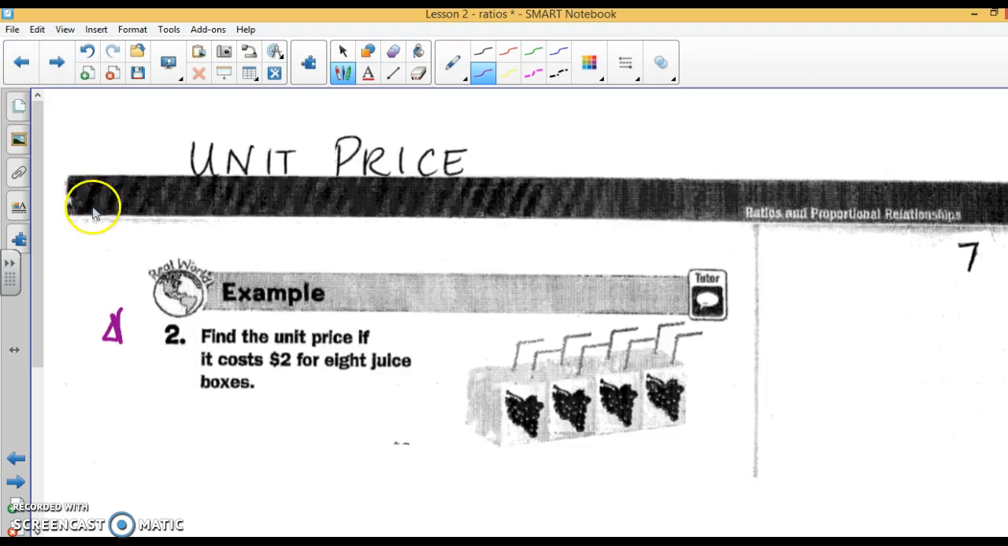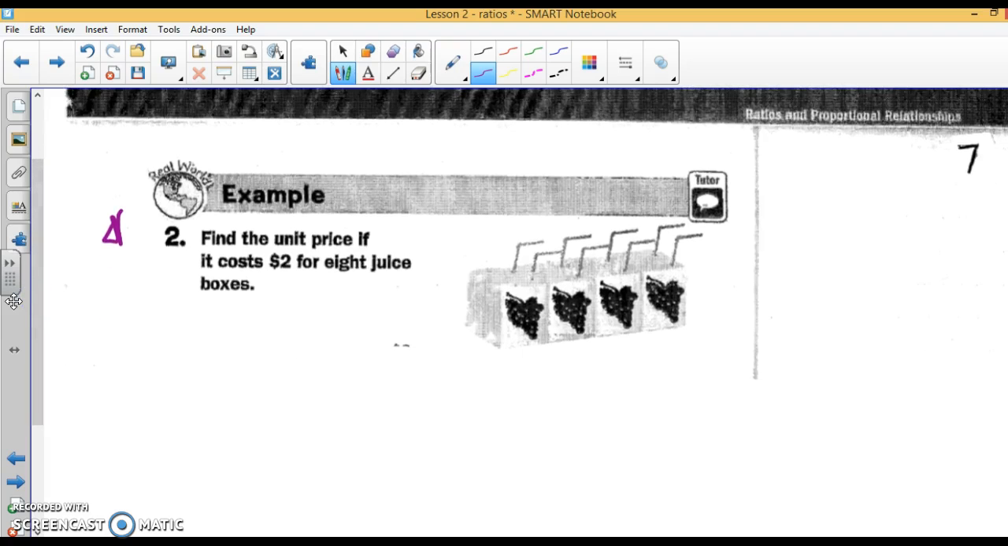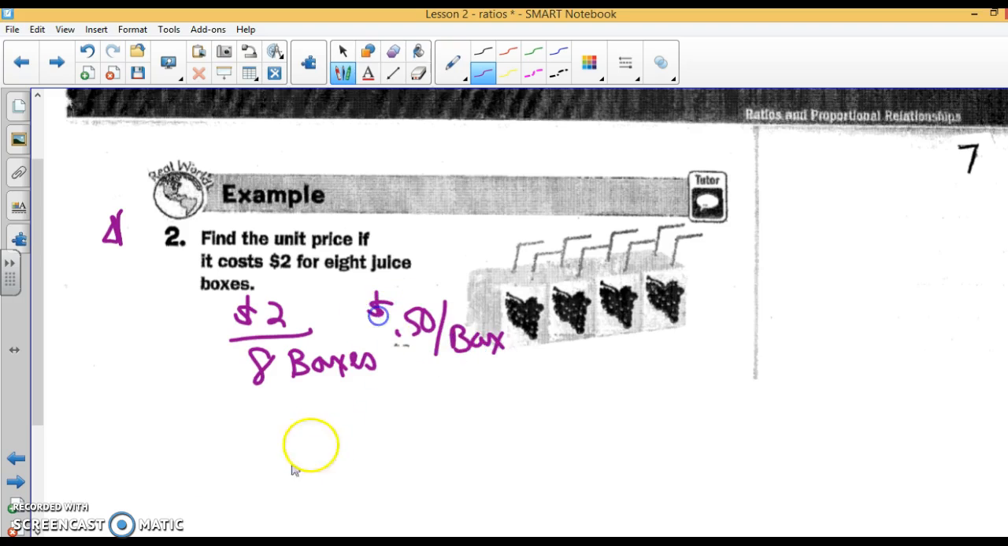Okay, unit price. Find the unit price if it costs $2 for 8 juice boxes. First of all, let me tell you about unit price. The money is always going to go on top because it's going to be cost per pound, cost per ounce, cost per box. So it's $2 for 8 boxes. If you divide 2 by 8, you are going to get 50 cents per box. So that's your unit rate, 50 cents per box. That's how much those juice boxes cost.